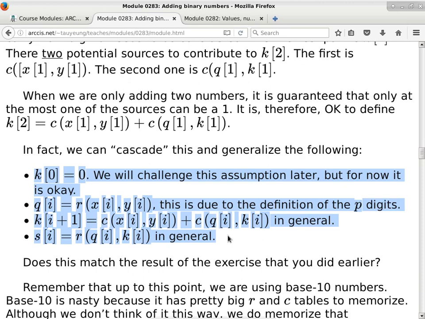Do you think it will work in base 2? If I redefine R and C to work with base 2 numbers, would this structure work with base 2? It will work with any base, because that's how we do base 10. This is how we do multi-digit addition, regardless of the base.